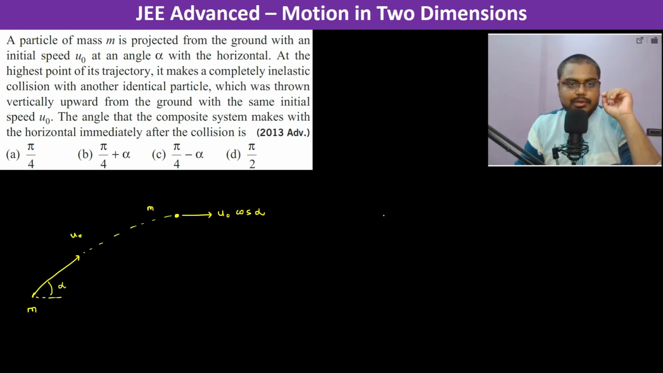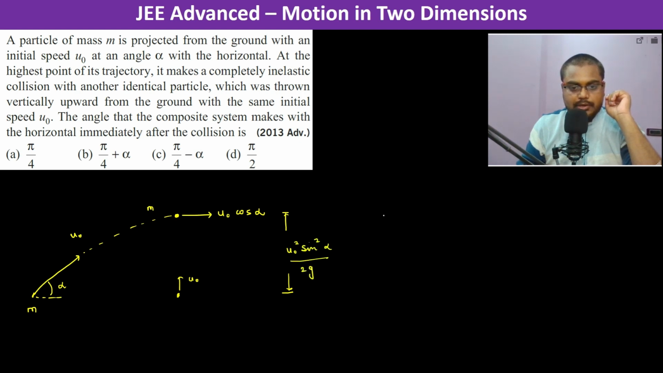At the highest point, it makes a completely inelastic collision with another identical particle which was thrown vertically upward from the ground with the same initial speed u naught. Now look carefully: this is the maximum height, which is u naught square sin square alpha divided by 2g.